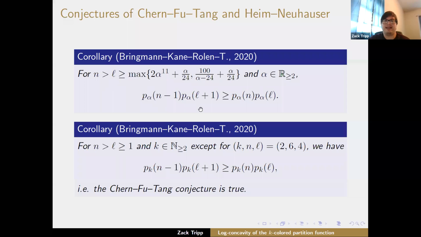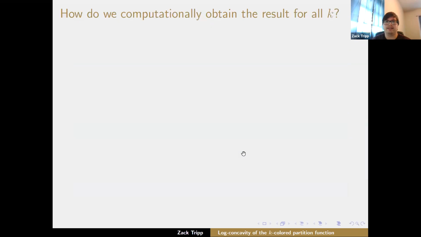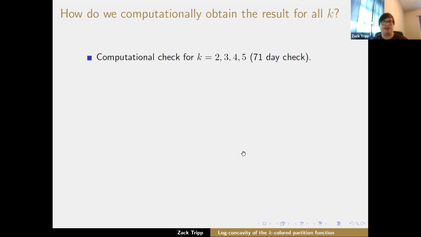All right, so that's what I'm going to spend the next couple of minutes talking about: how do we get from this step where for a fixed alpha you can do a computer check to proving this for all natural numbers greater or equal to 2. Again, how do we computationally obtain the Chern-Fu-Tang conjecture? As I mentioned, we start with 2, 3, 4, and 5. I'm just going to say it's a computation check. It is a lengthy one. For k equals 5, it took 71 days. And this is after, in our paper, we talk about how to do some memory saving and time saving. So this is a lengthy check, but it's not difficult per se.